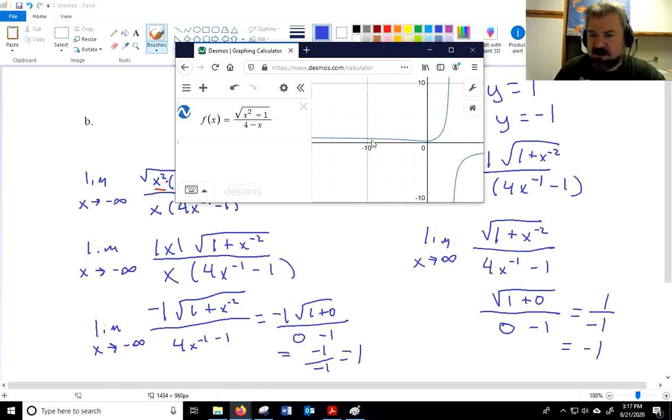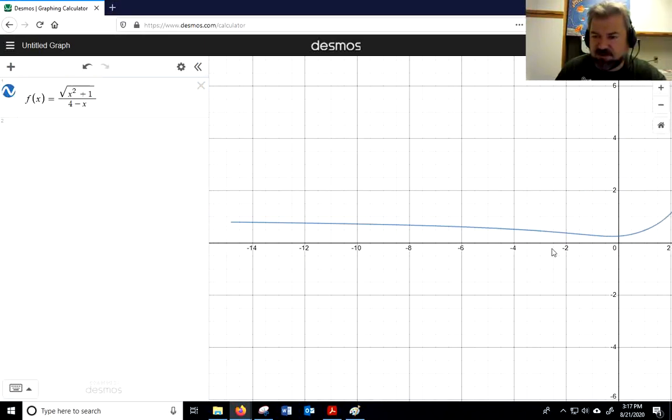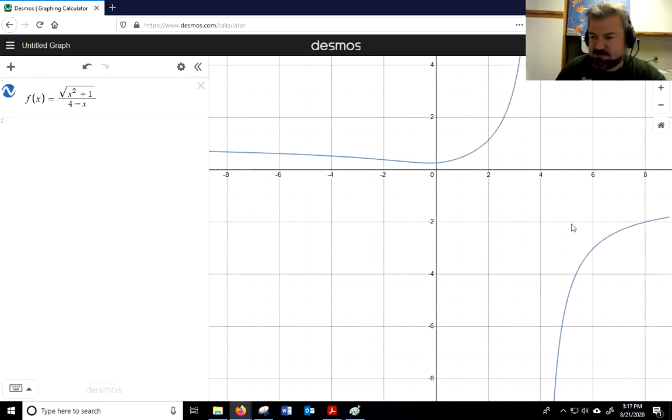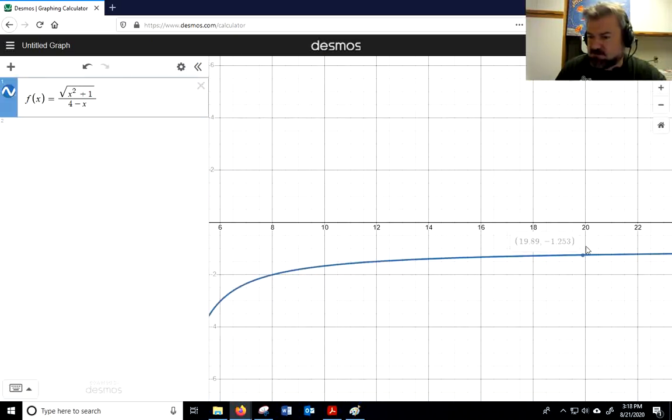All right, so down here you can see that we are approaching this value of 1 here, right? Slowly, but it's approaching it. As we go to the left, we're going to get closer and closer to that value of 1. Over here, though, we're getting closer and closer to the value of negative 1. So we have our two limits.